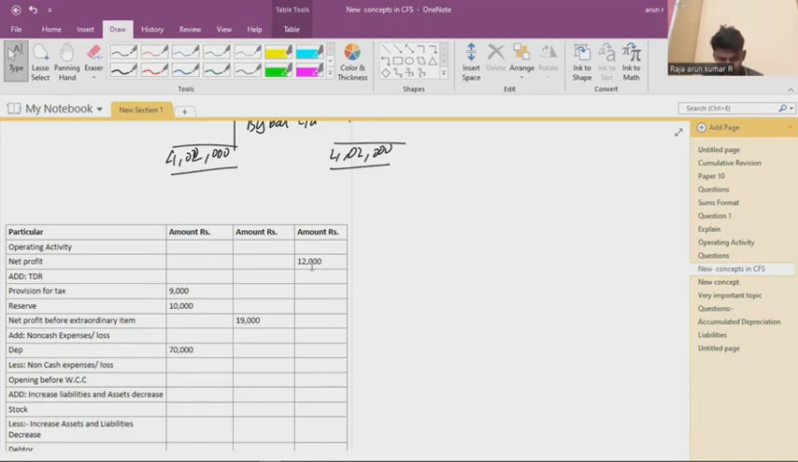Then less the non-cash items there, if any. No non-cash incomes and gains. Sorry, there is an income and gain. 2,000 profit on sale of fixed asset and 500 profit on sale of investment. The total of that is 2,500.